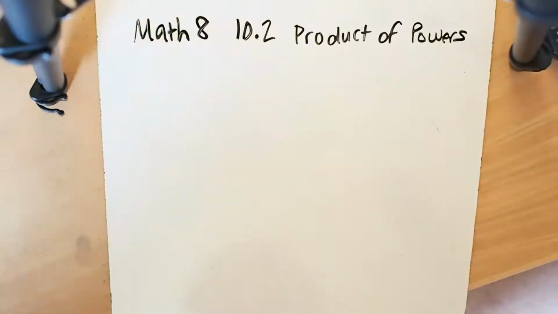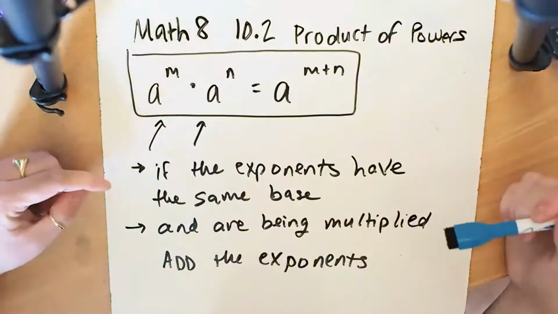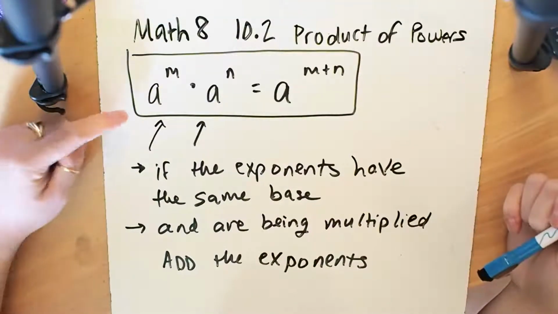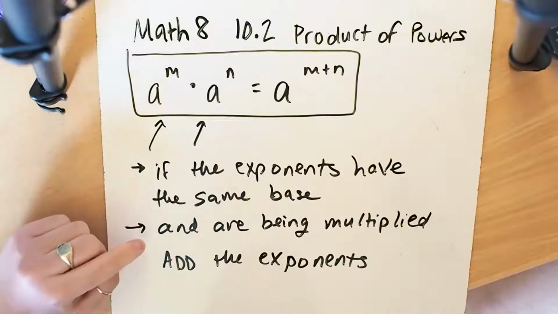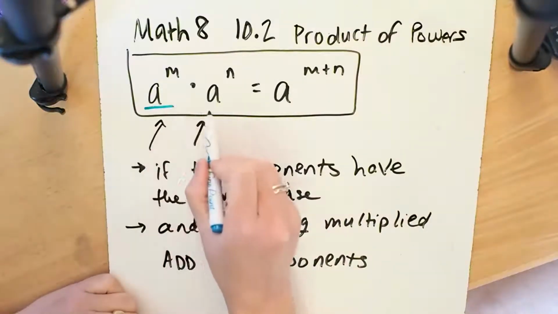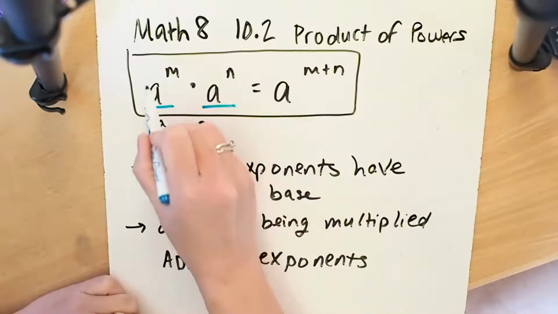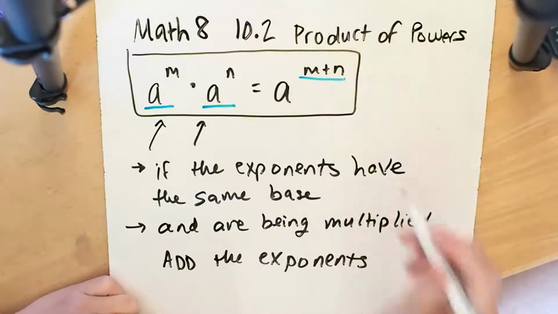Let's move on to the product of powers. This basically says that if the exponents have the same base, so in our example here, the base is a in both cases, and if the exponents are being multiplied, which we see is happening because this is multiplying this, we check yes, they have the same base. That means you can add the exponents.